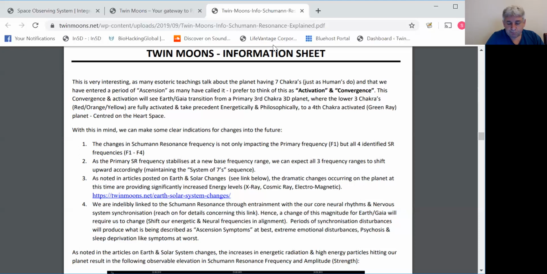Another really interesting point to note is, during this period that's often referred to as ascension, or what I've referred to as activation and convergence, we should be able to be a little bit more granular in terms of identifying what symptoms will be happening at what times, based on what's happening with the four Schumann resonance frequencies, rather than just thinking of them as one.